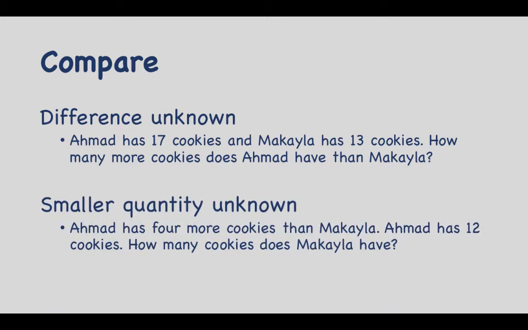Now let's consider a comparison problem where the smaller quantity is unknown. Ahmad has 4 more cookies than Michaela. Ahmad has 12 cookies. How many cookies does Michaela have? This is a trickier problem, but we can recognize that again we are being asked for a difference, the difference between 4 and 12. We know that the difference between 4 and 10 is 6, and we need 2 more to get to 12, so Michaela must have 8 cookies.